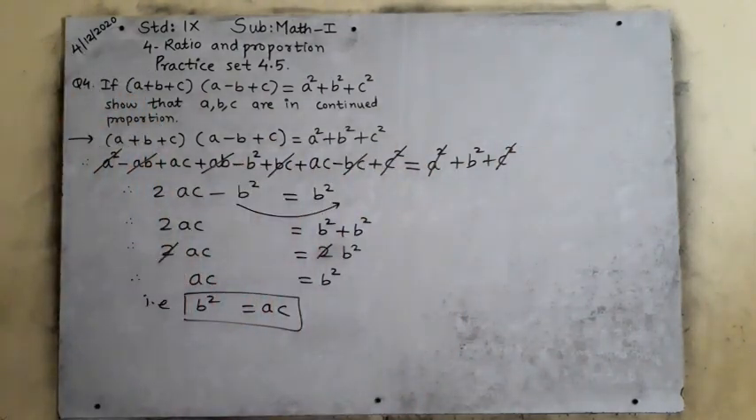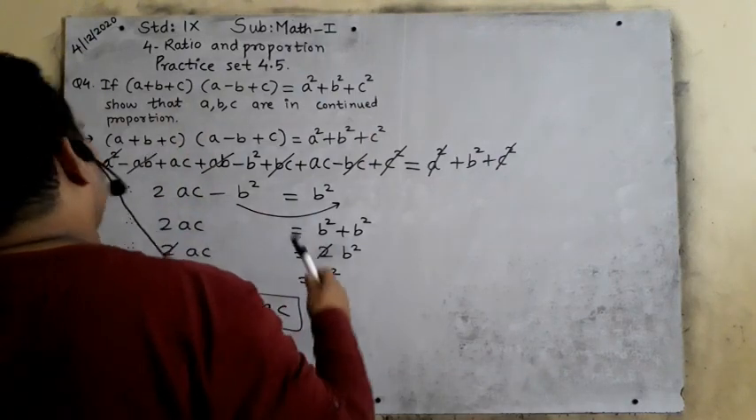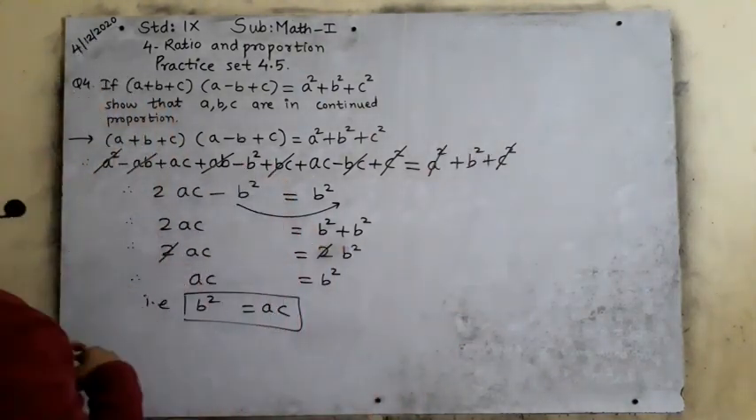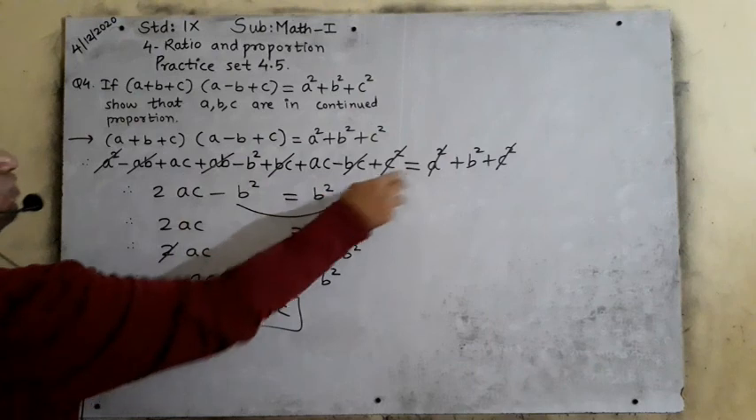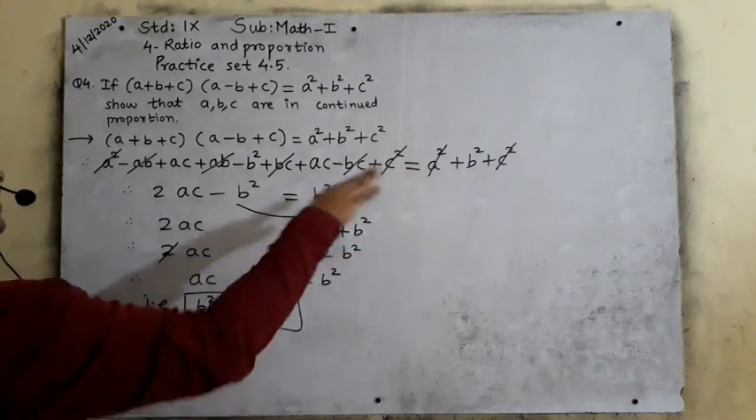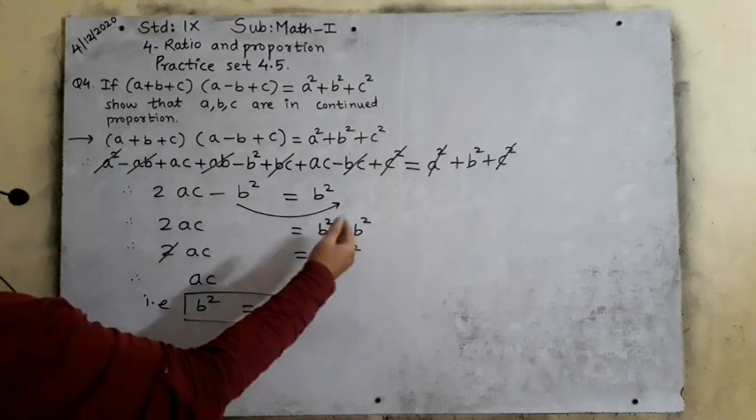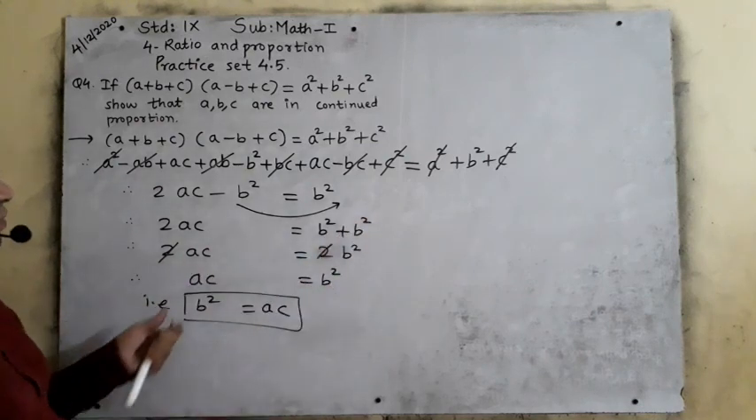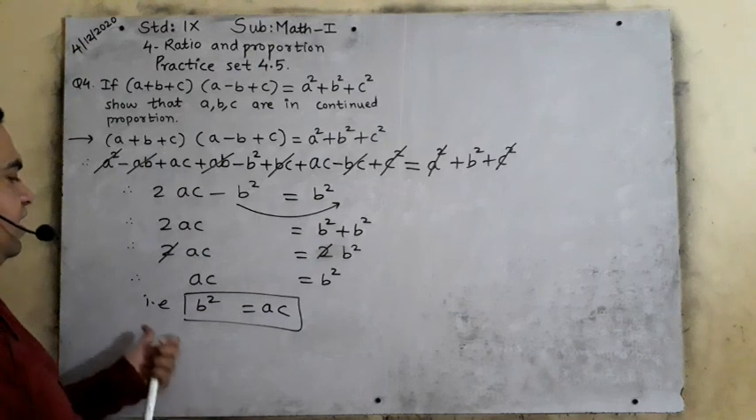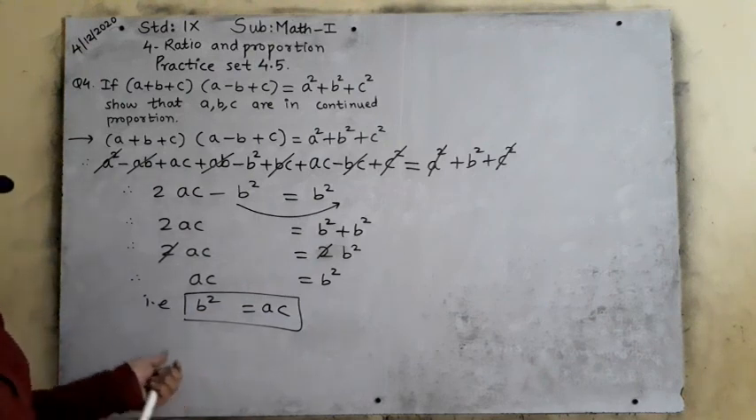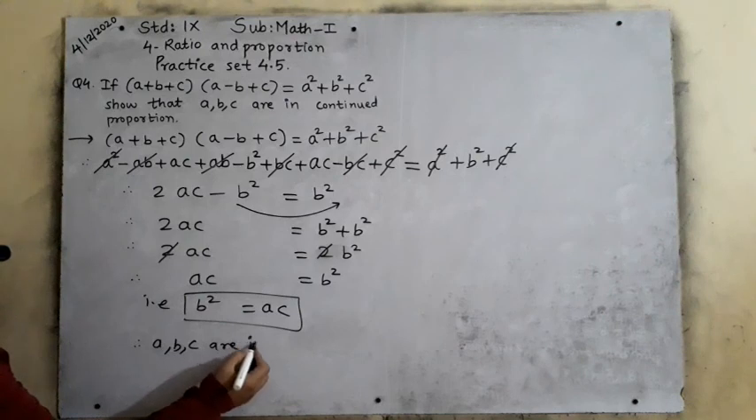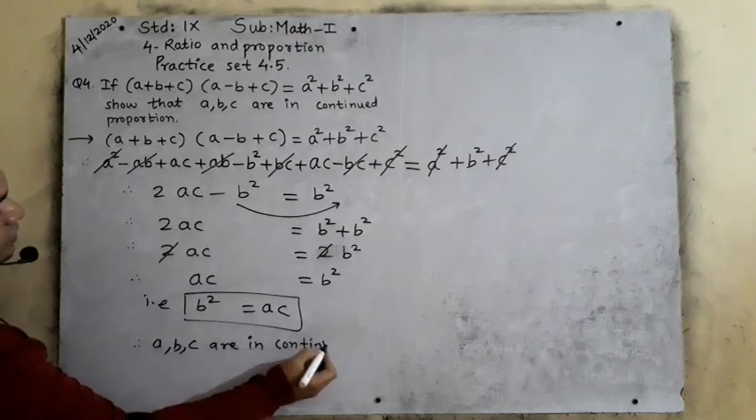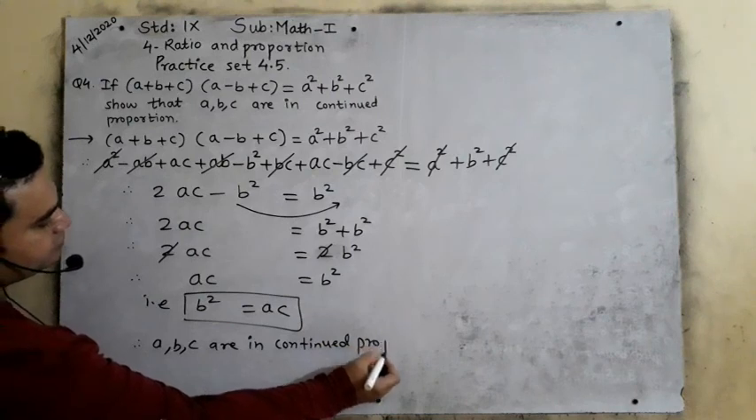Cancel the like terms, the terms which are on the left hand side and also on the right hand side. The remaining things you will copy: AC and AC, 2AC minus B square, and from there B square. So like term will go to the like term. So minus B square will go to that side, it will be plus B square. So 2 will get cancelled. What will remain? AC is equal to B square. That is B square is equal to AC. So this is how we can say A, B, C are in continued proportion.